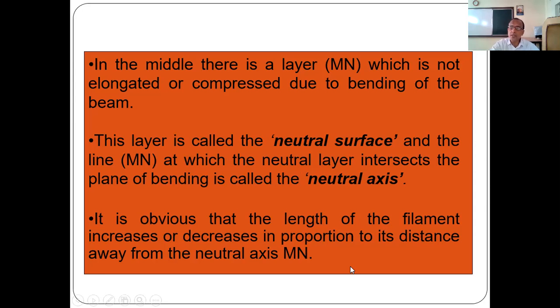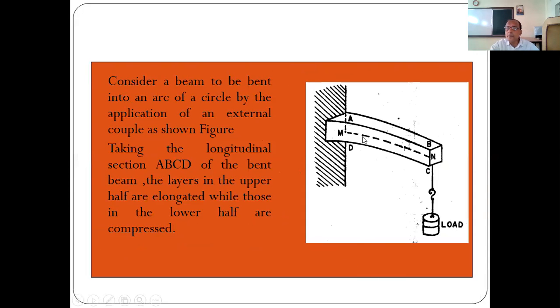And in this figure, if you see, this is AB, it is the upper surface, DC, it is the lower surface.